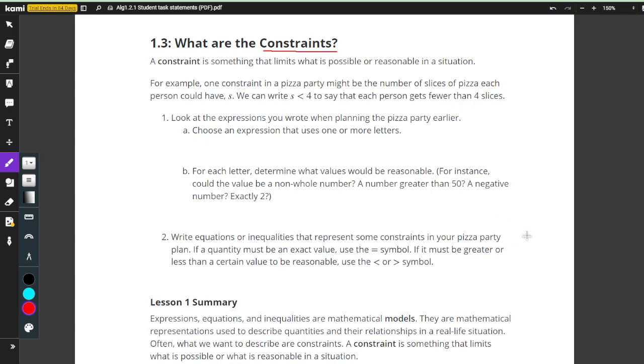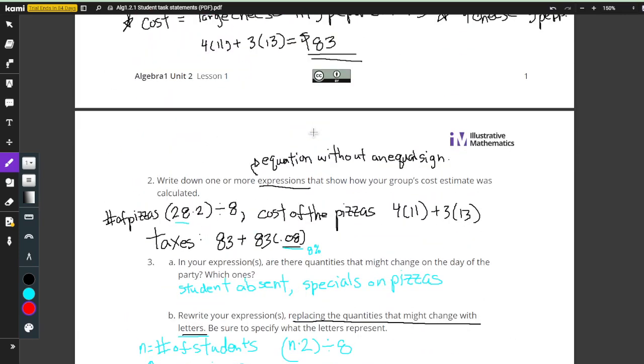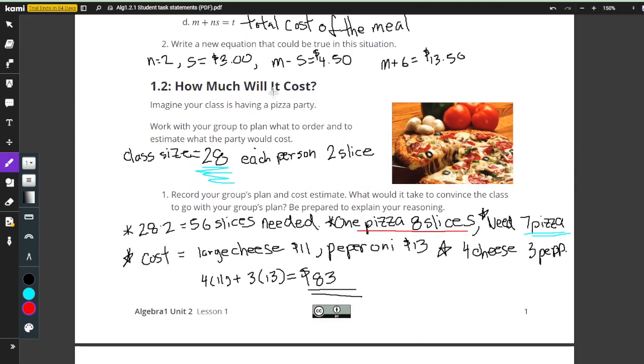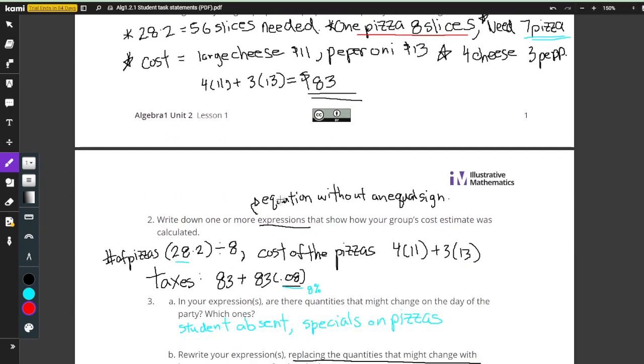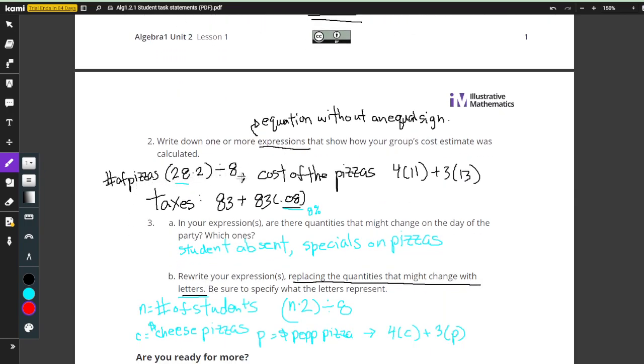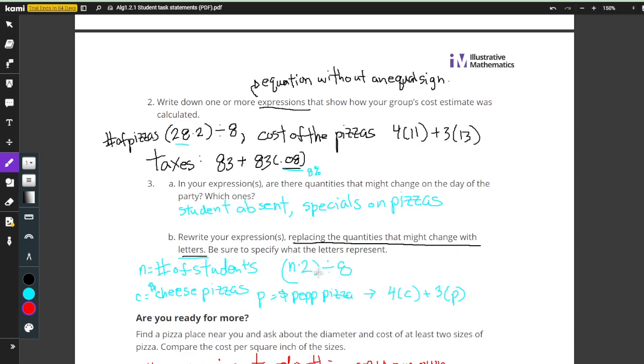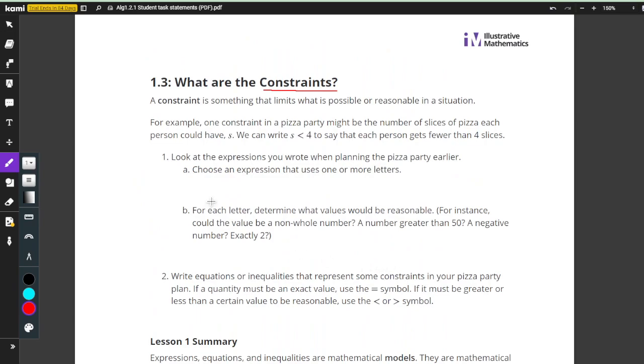So let's look at our first question. Look at the expression you wrote when planning the pizza party earlier. Choose an expression that uses one or more letters. Which one would have one or more letters? Well, let's take a look at our expressions here. Our first equation was 28 times 2 divided by 8. The expression became n times 2 divided by 8. That's only one letter, n. The other one has 2 letters, 4 times c plus 3 times p. So that is the equation that we're going to look at.